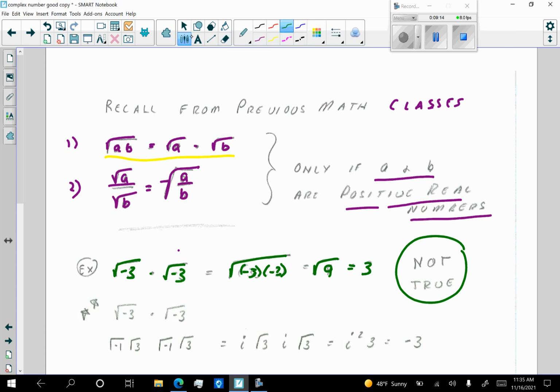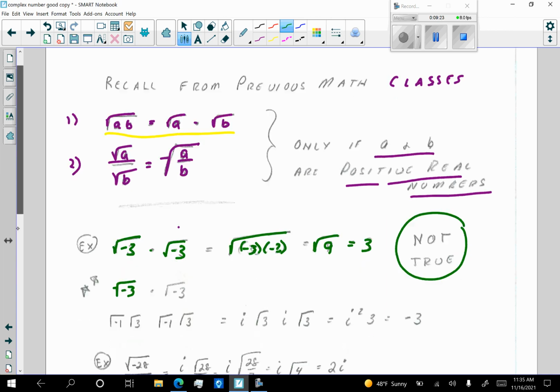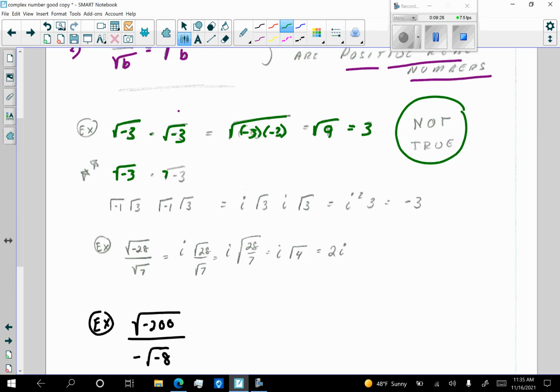And this is what we have to be very careful with. If you have the square root of negative 3, the first thing you have to do is pull the square root of negative 1 out. So now, negative 1 times 3 is negative 3. That's why I can separate that. Hey, but what is the square root of negative 1? The square root of negative 1 is i. So here I have i square root of 3 times i square root of 3.